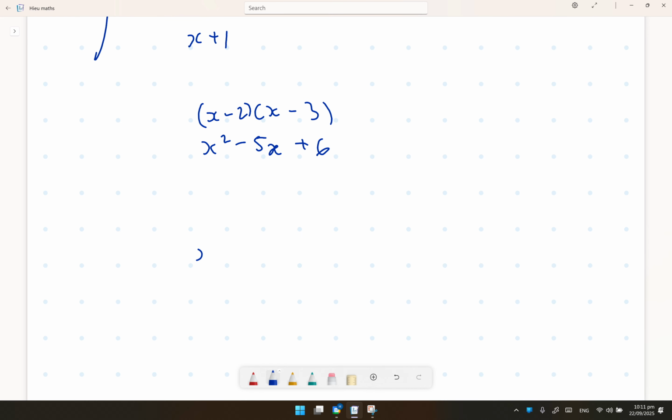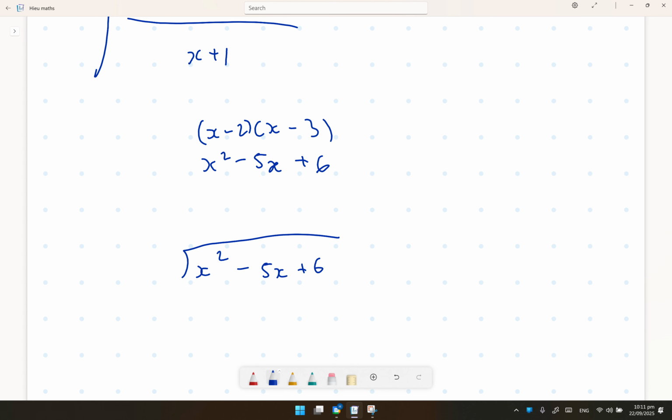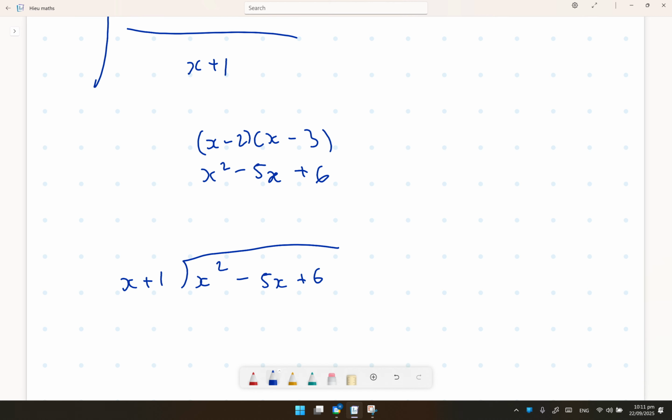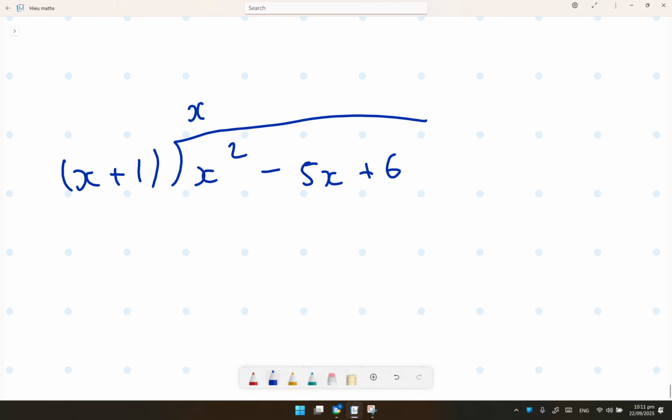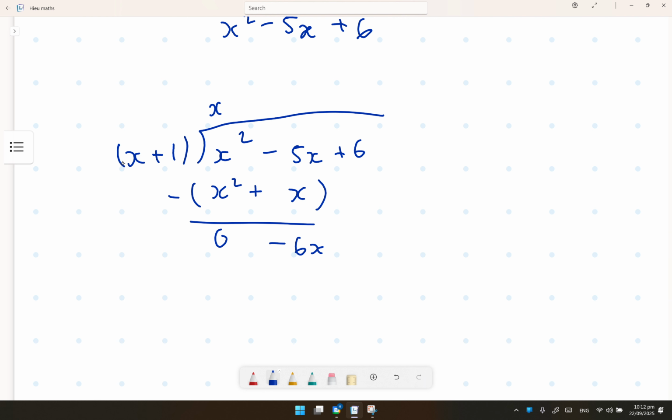And now we're going to have that divided by x plus 1. Okay, so we're going to be looking at the first term. What does x plus 1 have to multiply by to be able to reduce to x squared? We need it to multiply by x. Then x plus 1 becomes x squared plus x, right? And we're subtracting this, so this becomes 0. And minus 5x minus x is going to be minus 6x, right?